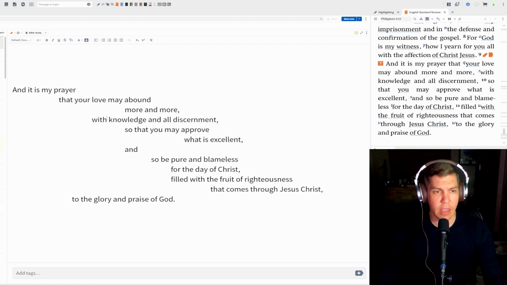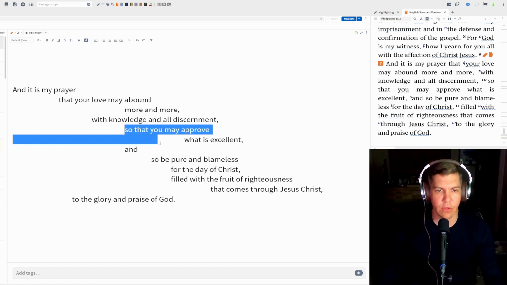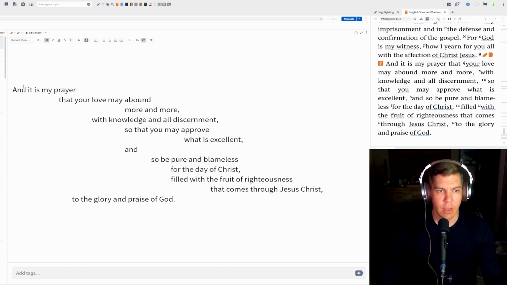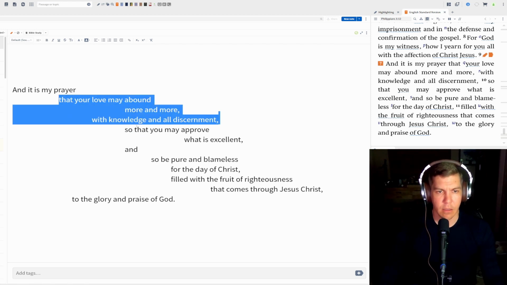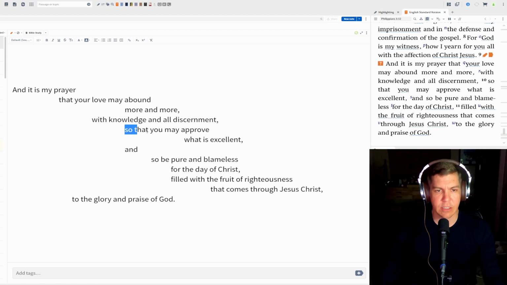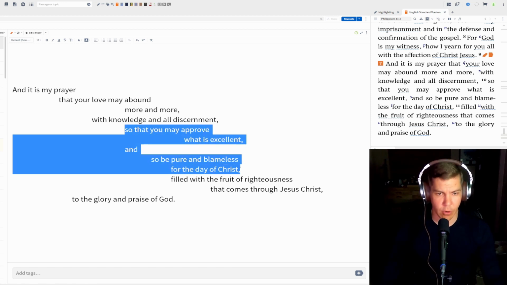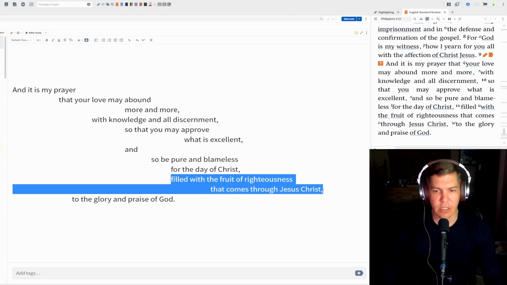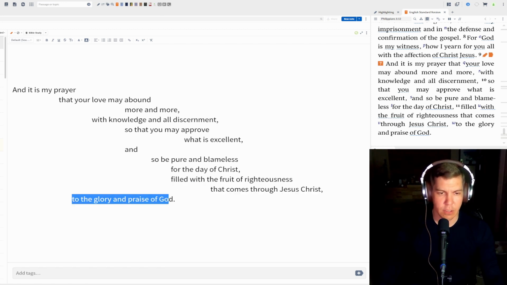And so as you look at this, it's helpful to think about what we're looking at here and understand that part of why we're doing this is we do get the benefit now. If we can take a look and go, okay, Paul's praying that their love may abound more and more, in knowledge and all discernment. And then we get this further idea of this is what he's praying. And then the purpose of his praying, so that you may approve what is excellent and be pure and blameless for the day of Christ, which is characterized by being filled with the fruit of righteousness that comes through Jesus Christ to the glory and praise of God.